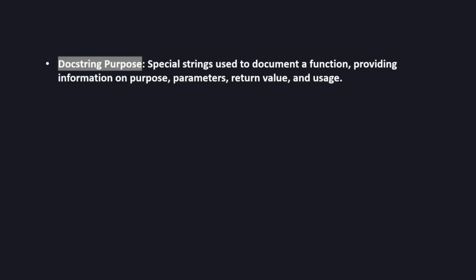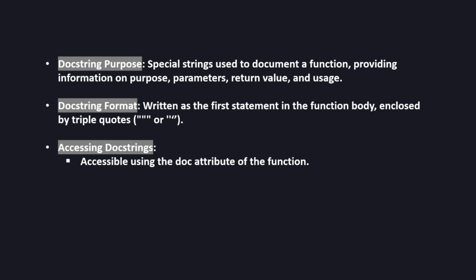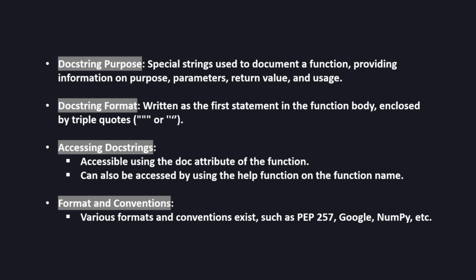Docstrings are special strings that are used to document a function and provide information about its purpose, parameters, return value, and usage. Docstrings are written as the first statement in the function body and enclosed in triple quotes, which can be either triple single quotes or triple double quotes. Docstrings can be accessed by using the __doc__ attribute of the function or by using the help function on the function name. Docstrings can follow different formats and conventions such as PEP 257.